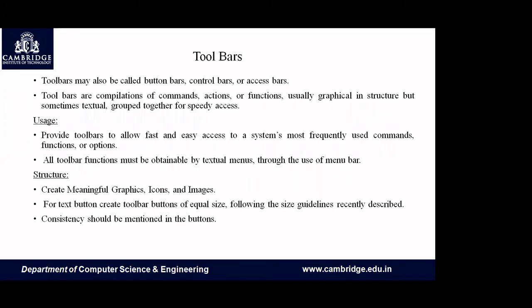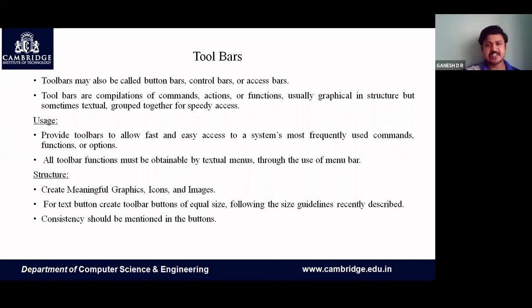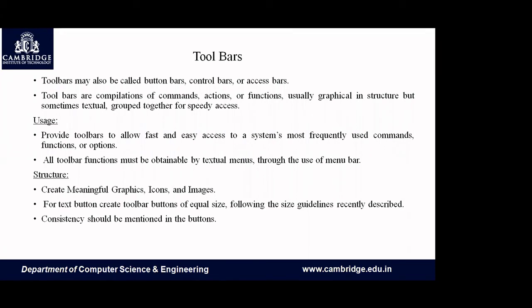Then the next kind of control is toolbars. They are also called button bars, control bars, or access bars. What is this? It is a compilation of commands, actions, or functions, usually graphical in structure but sometimes textual, grouped together for speedy access. Where do you use this? Wherever we require fast access, we use this. Wherever we want a toolbar, functions must be obtainable by using textual means.